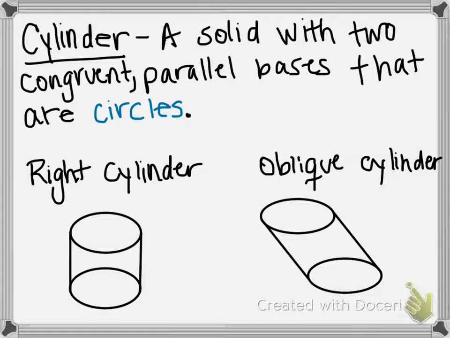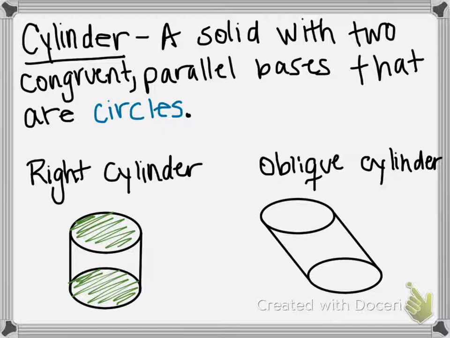Next, I want to talk about what a cylinder is. A cylinder is a solid, which is another name that we use for three-dimensional figures. A solid with two congruent parallel bases. Sounds very similar to a prism, but the difference is that those bases are circles. So if you notice, we do have bases here as well, but they are circles instead. That's how we know it's a cylinder.